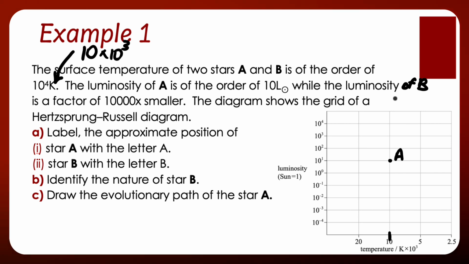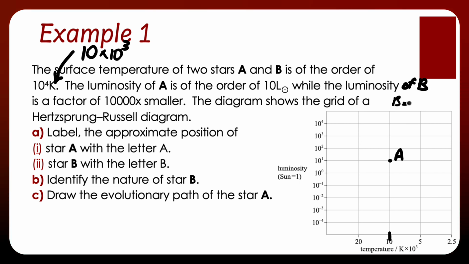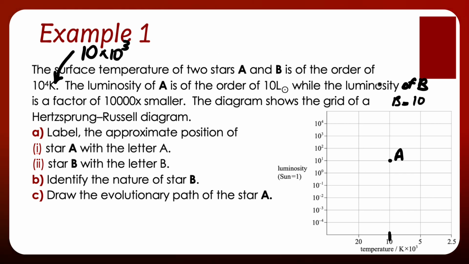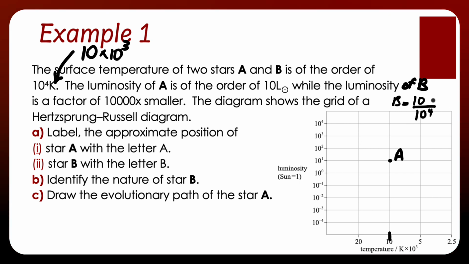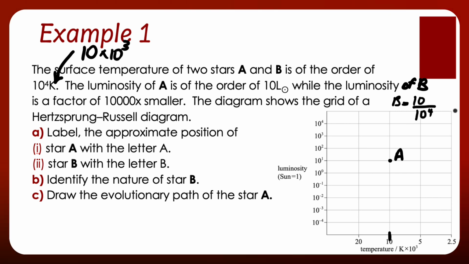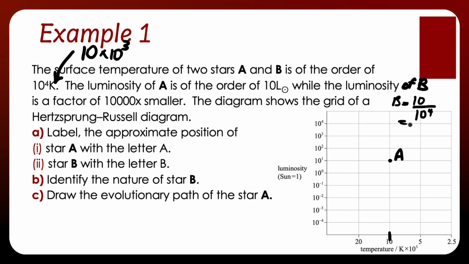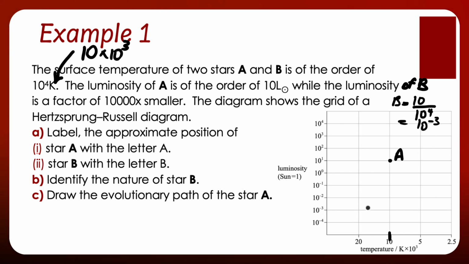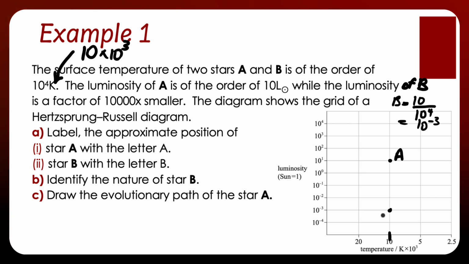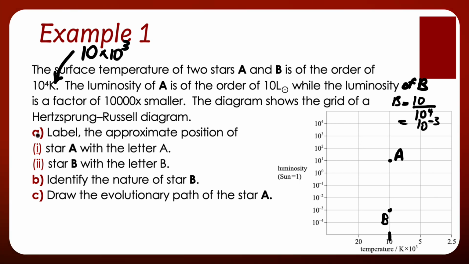So if I look at B, that will be our 10 to the power 10 times 10 to the power 3 divided by 10 to the 4. I'll keep that in units of times 10 to the power 3. This is going to give me 10 to the minus 3. So my luminosity will be down here. This will be B. And so you can see I've done A part 1 and part 2. I've labeled star A in the right spot and B in the correct spot.